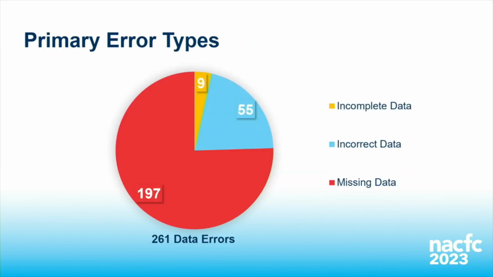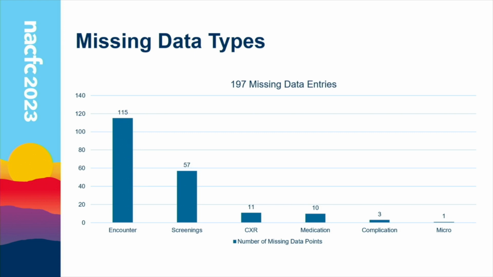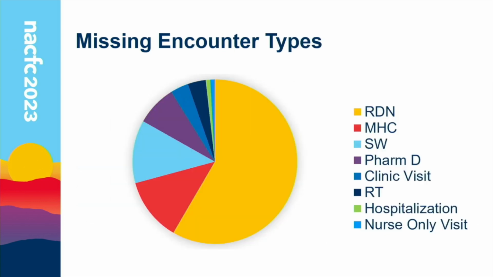This is us. The primary error type that we found was missing data by far. We also had some incorrect data and some incomplete data. The most common missing data type was an encounter. And that could be an encounter with any member of the multidisciplinary team, or even like a nurse visit or hospitalization. Those encounters were by far the most common thing we found. We also found missing screenings and chest x-rays, just a few medications, complications, one little micro error that was missing.